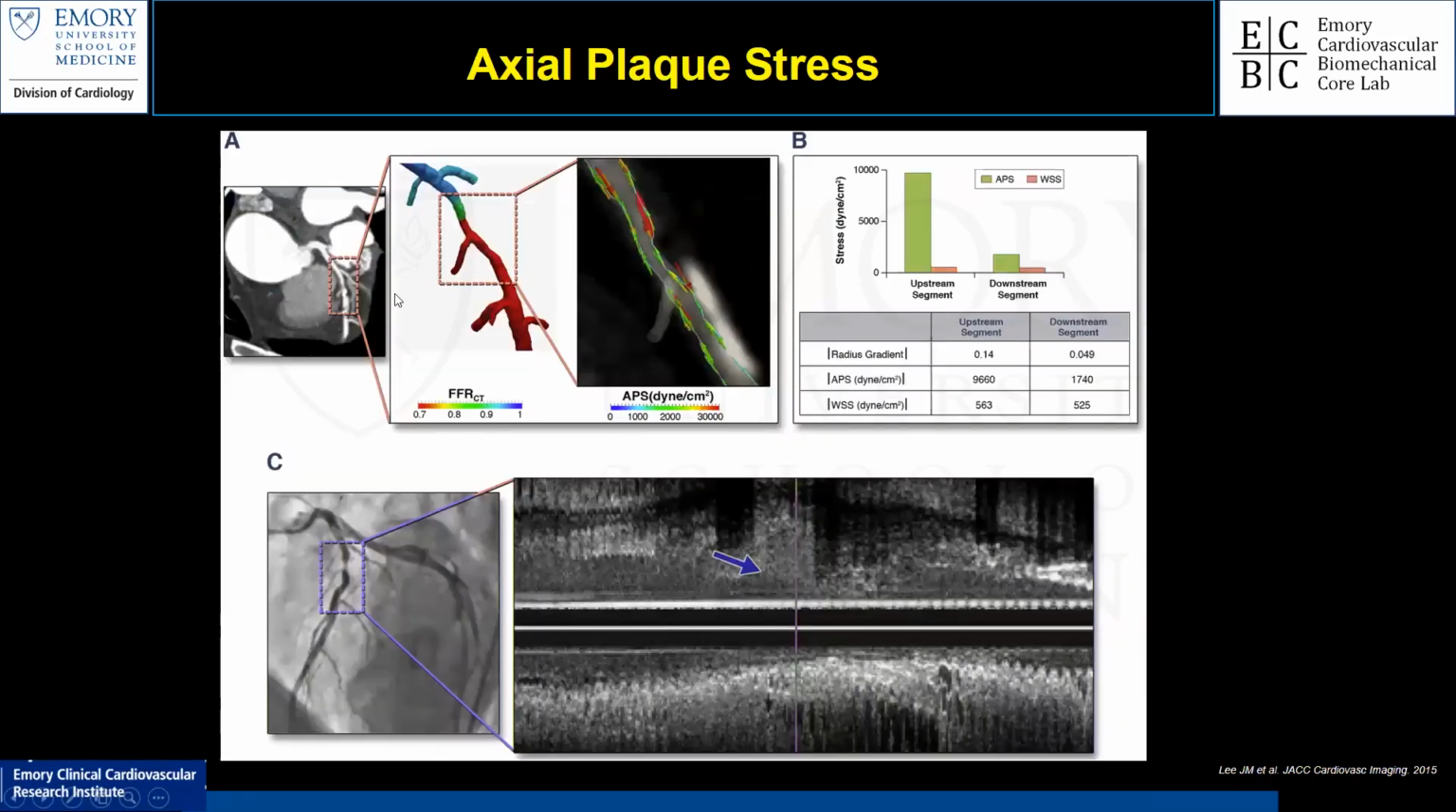Now, here is an example of a CTA from a patient who underwent coronary CTA as a part of routine healthcare checkup. This CTA demonstrated that upstream APS was significantly higher than downstream APS. About a year later, this patient developed acute MI, and the intravascular ultrasound here shows that there was a plaque rupture at the same location where they found higher axial plaque stress at baseline.